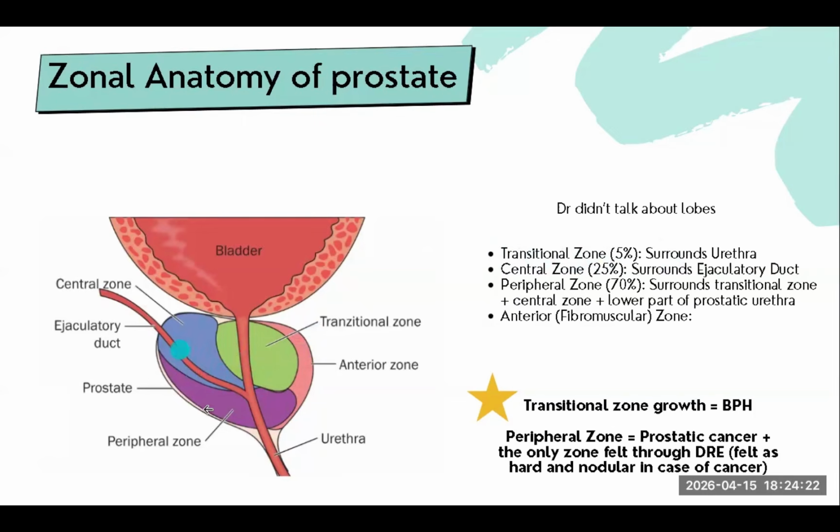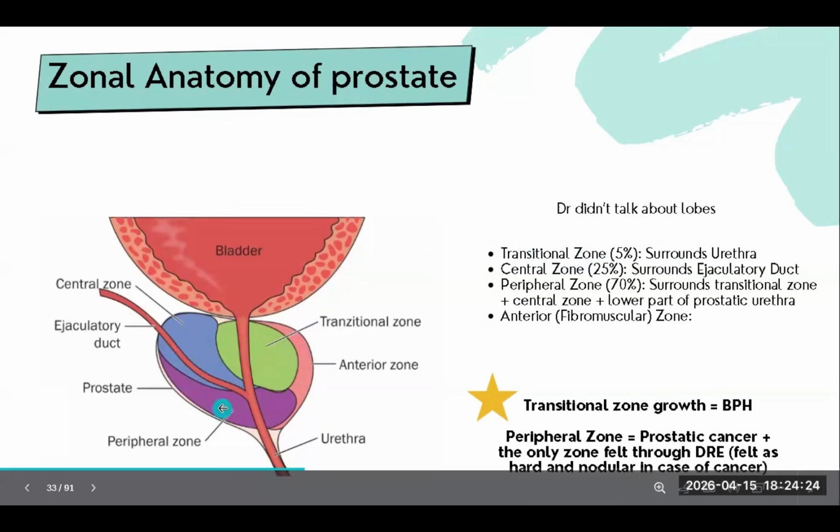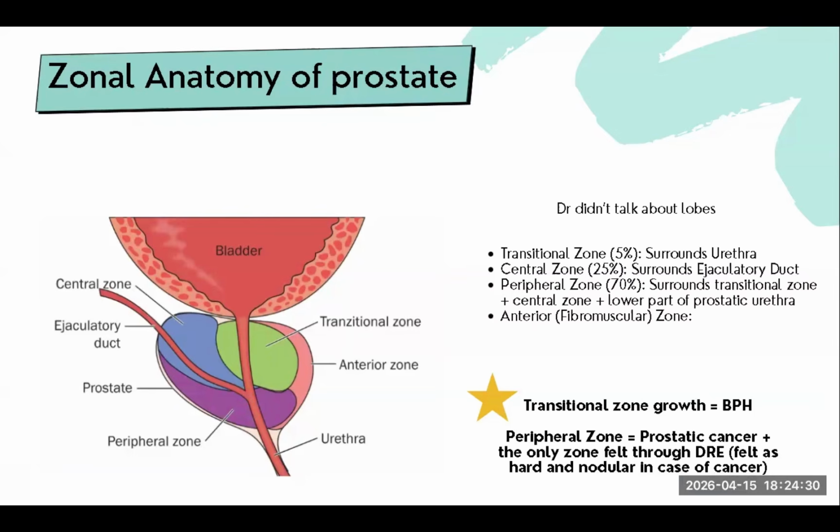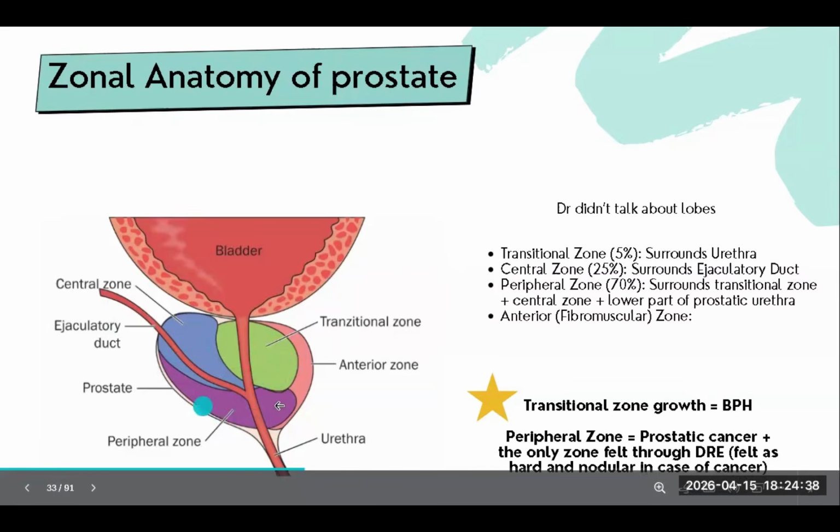Then you have the peripheral zone, the purple over here, and it looks small in this image. However, it covers everything. That's why it's not shown in this transverse section. It covers everything. It covers the transitional zone, the central zone, and the lower part of the prostatic urethra. And finally, you have the anterior or fibromuscular zone over here, not very relevant for us.